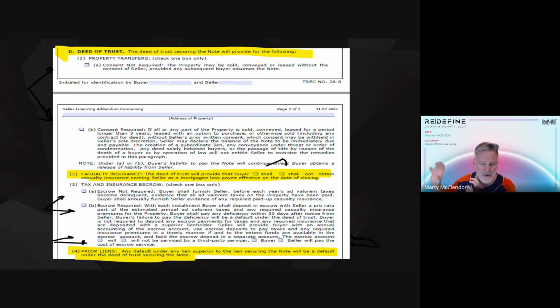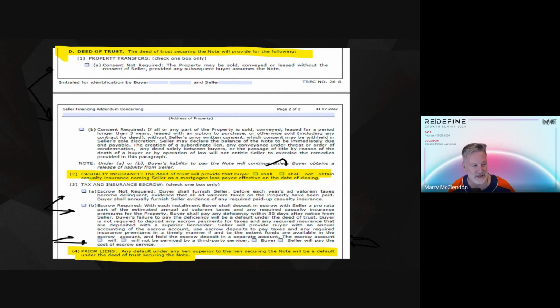Buyer's responsible by themselves to pay the taxes on the property. Okay. And then B is escrow required. So escrow required means they're collecting within the payments into a third party monthly, like a normal mortgage would, to pay for those taxes and insurance so that the seller is insured.